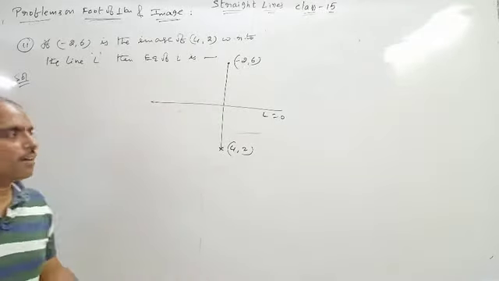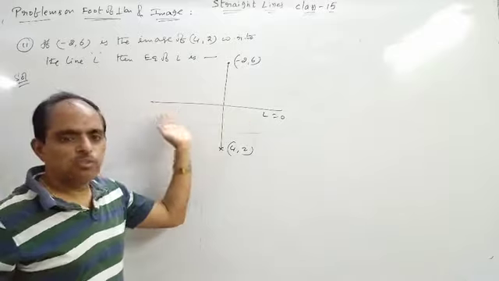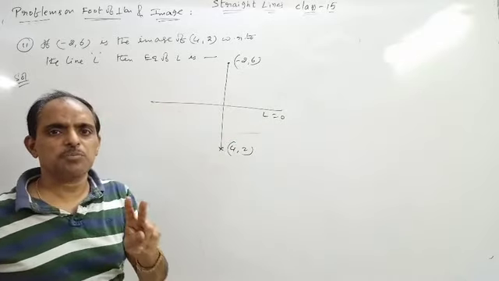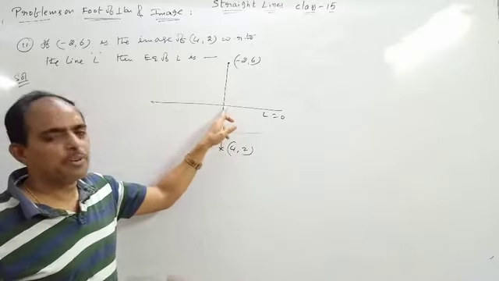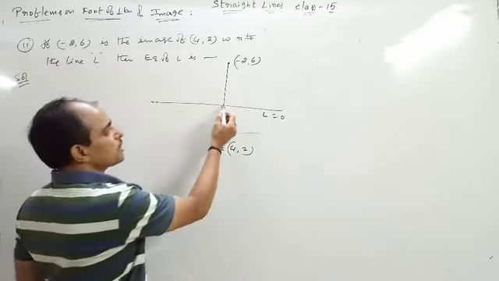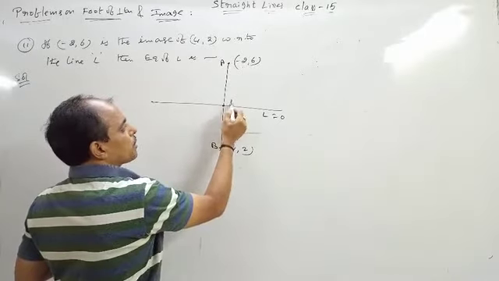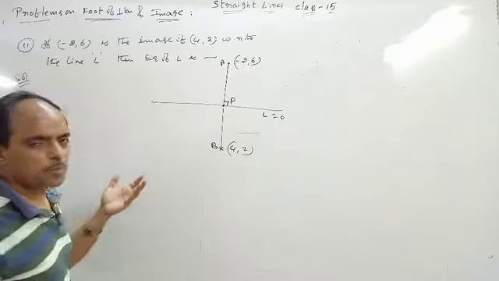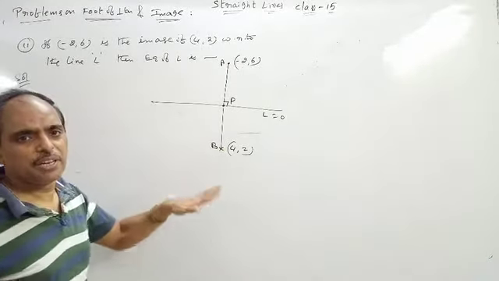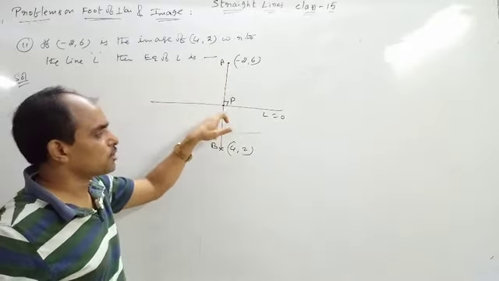Very simple, the concept idea is enough. Whenever we have to find an equation, we require two things: one is a point, the other one is the slope. What about the point? This point is the midpoint. Let us suppose this is A, B and this is P. This line is the perpendicular bisector, so P is equal to the midpoint of AB. So, we have the point.